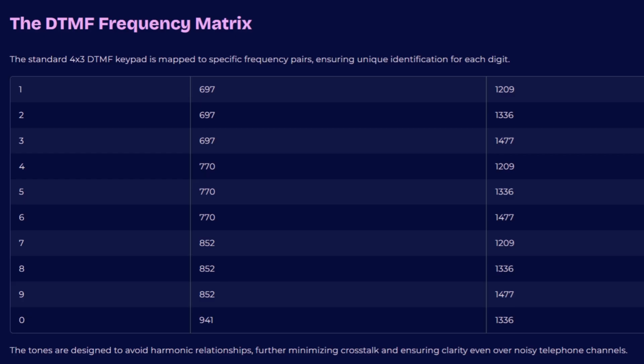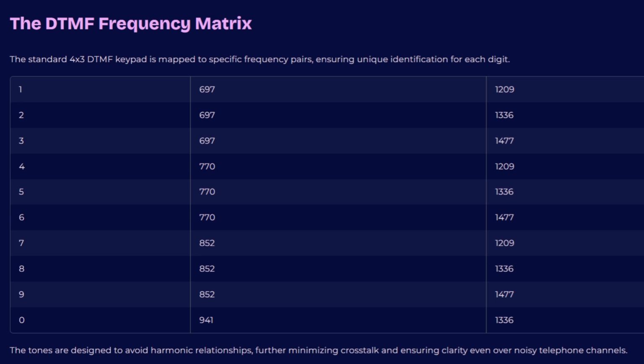Here's how these combinations are set up. Think of this like a grid. The middle column shows the low frequencies and the right one shows the high ones. When you press, for example, the number 5, it picks one from each column, 770 Hz from the low frequency column and 1336 Hz from the high frequency one, and plays both together.